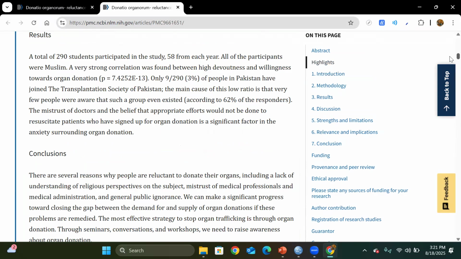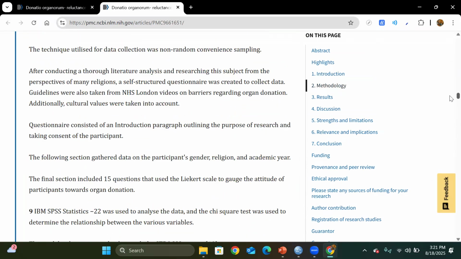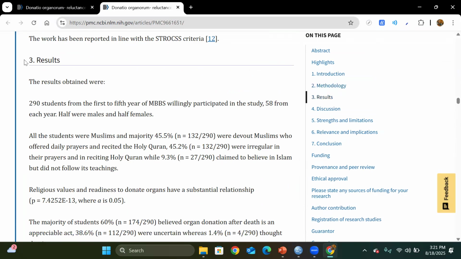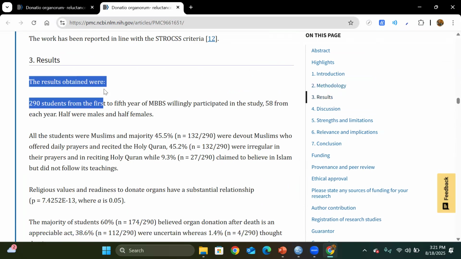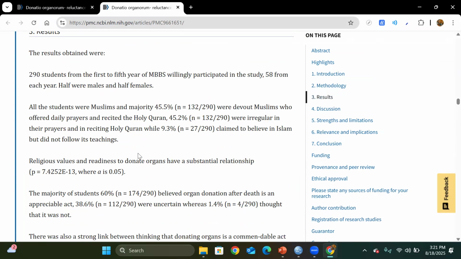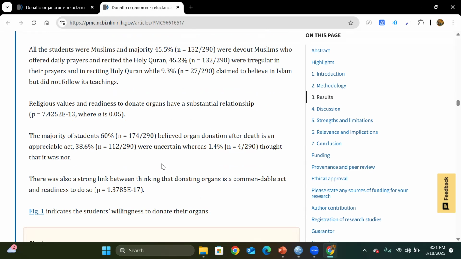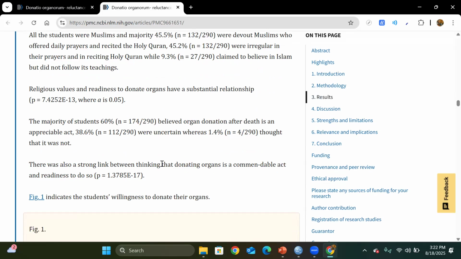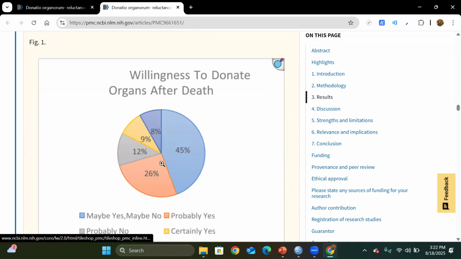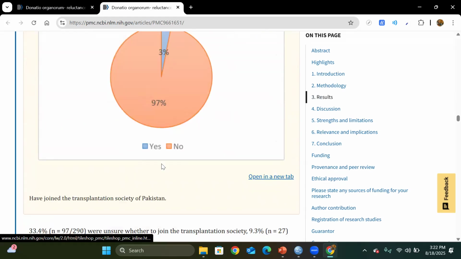Yes, here are the introduction, methodology, and the results. We have written that the results obtained were these many students, these were males, these were females. All of these are descriptive statistics. The majority of the students believed organ donation after death is an appreciable act. Then willingness to donate organs after death, and how many have joined the transplantation society.